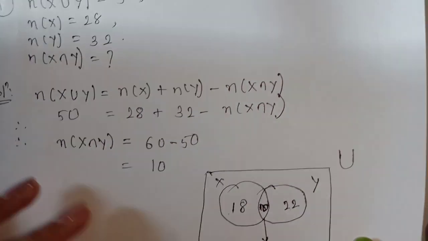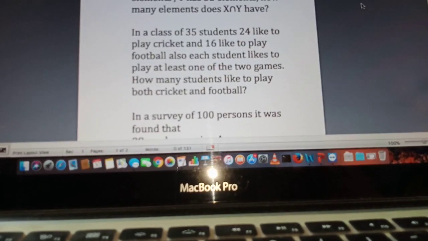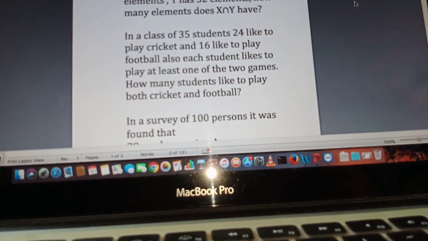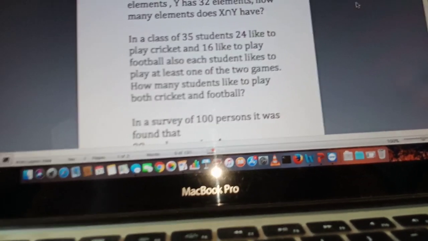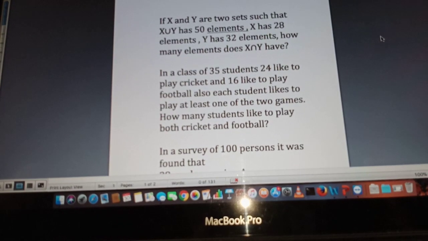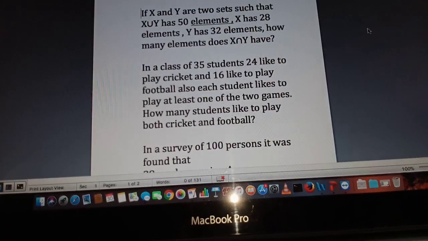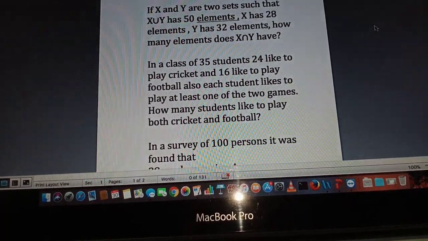Okay. Now let us see the second example. Second example is, in a class of 35 students, 24 like to play cricket and 16 like to play football also.